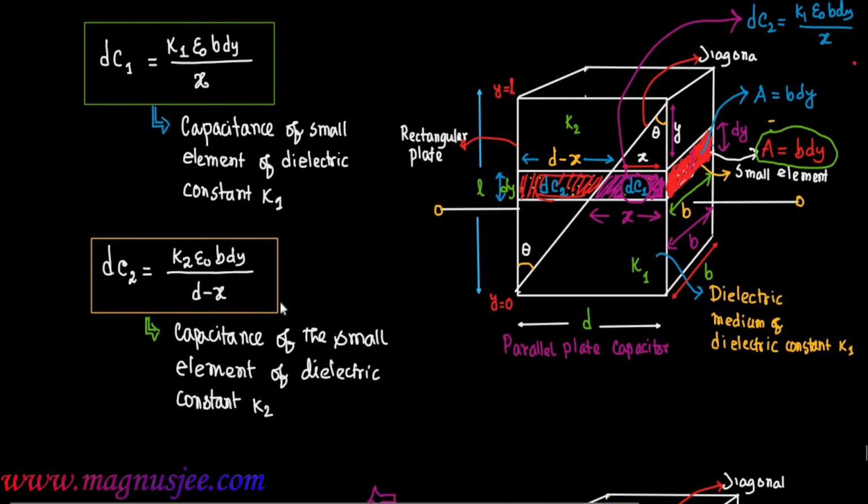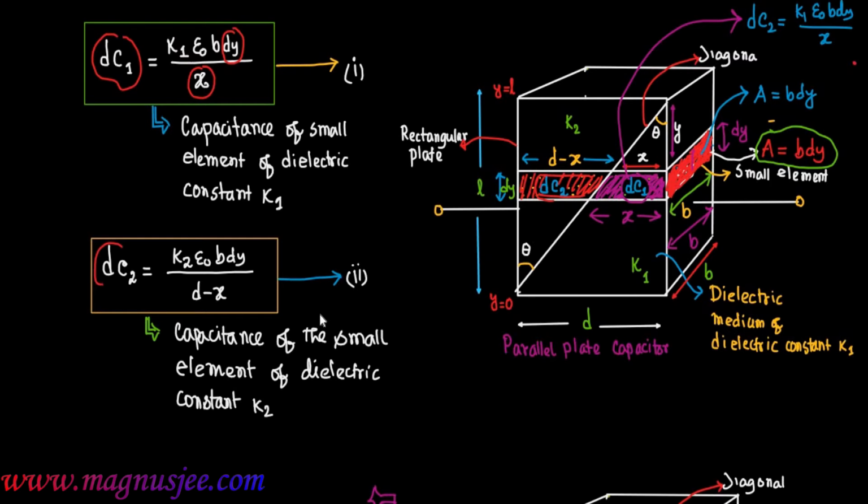Now in the expressions of dC1 and dC2, we have dy. That means it will be integrated with respect to dy. But in the denominator of dC1 and dC2, there is x. That's why we have to express x in terms of y.